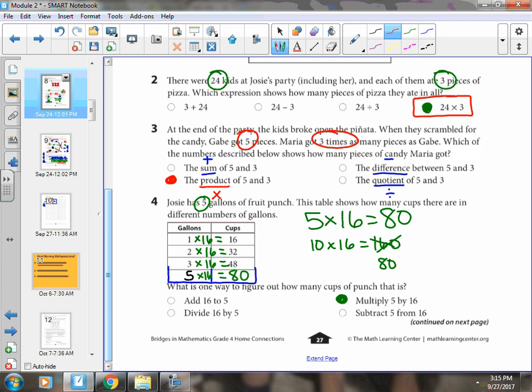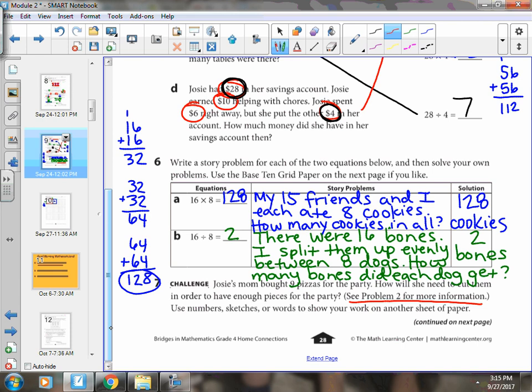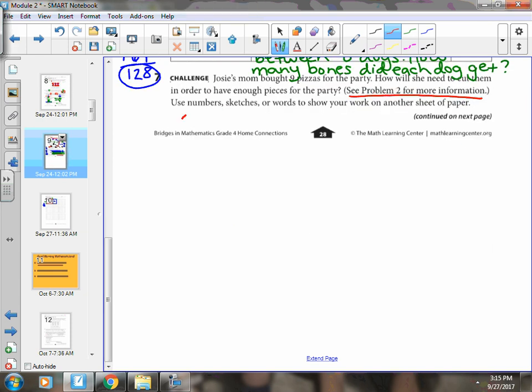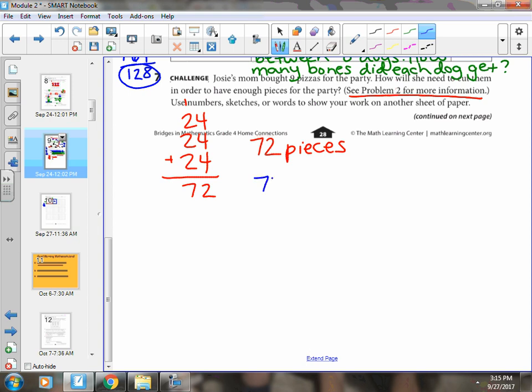24 times 3. 24 kids, 3 pieces of pizza. How many pieces of pizza is that altogether? 24 times 3. I might do 24 plus 24 plus 24. 72 pieces. So we need 72 pieces of pizza. She bought 9 pizzas. So my next step would be 72 divided by 9, and that equals 8. So that means each pizza needs to be cut into 8 slices.